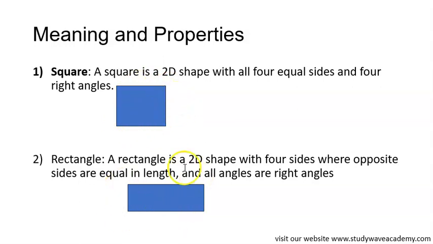Then we have the rectangle. This is a rectangle. Don't confuse the square with a rectangle, okay? It also has four sides where the opposite sides are equal. Okay? The opposite sides are equal. And all angles are right angles.